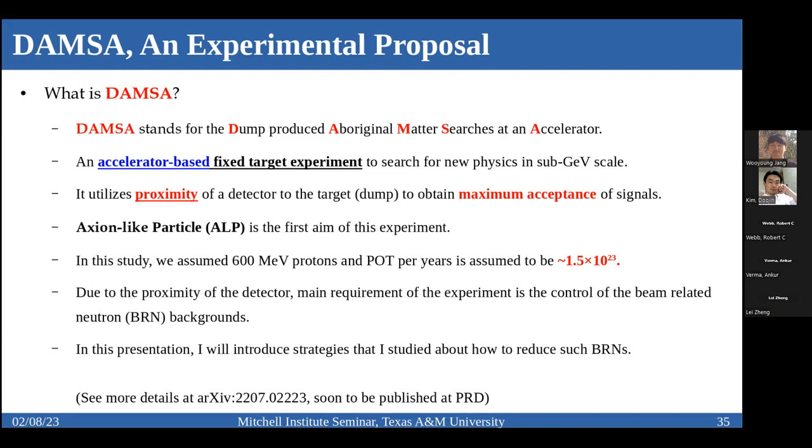Our first benchmark study was done under the ALP scenario. We assumed a 6 MeV proton beam, and the POT per year is assumed to be 1.5 times 10 to the 23 protons on target. The main requirement of this experiment is the control of the beam-related neutron background. I was deeply involved in how we mitigate the beam-related neutron background, so in this presentation I would like to introduce the strategies that I studied.